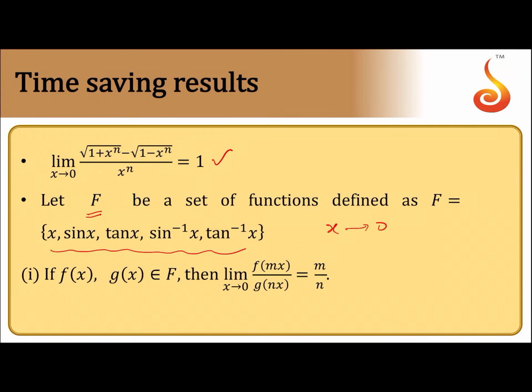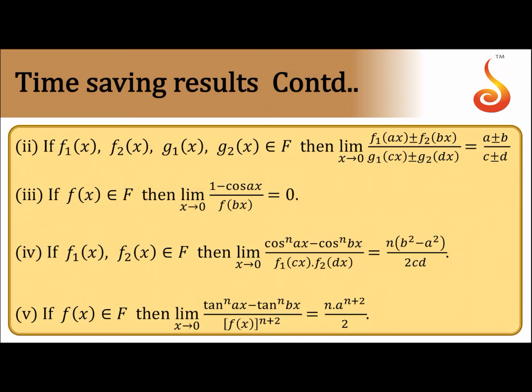When x is approaching 0, as x is a small quantity, then we know that sin x and tan x can be taken as approximately x itself. Similarly, sin inverse x and tan inverse x can also be taken so. In such cases, we consider the different results by using this process. Among that, one of the very important results are this and this one.